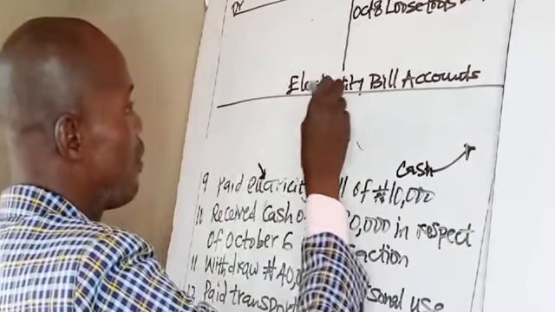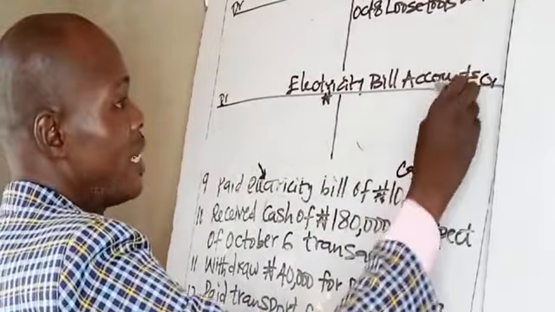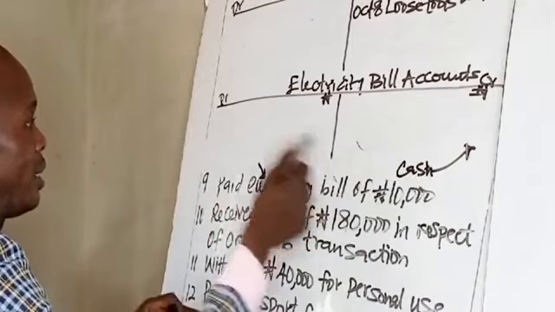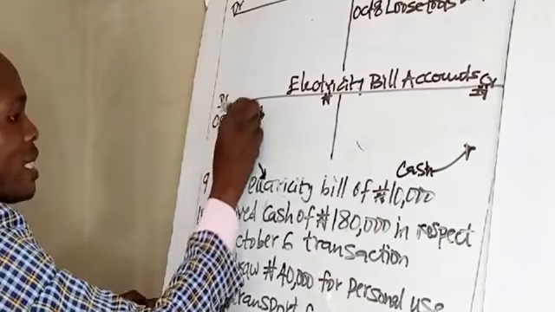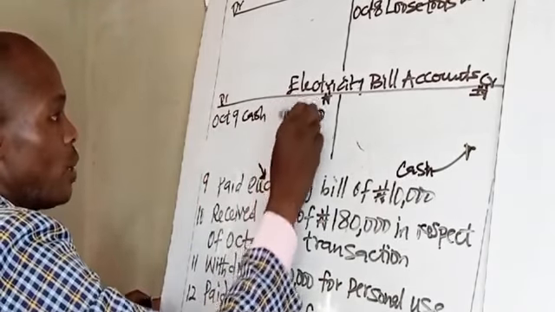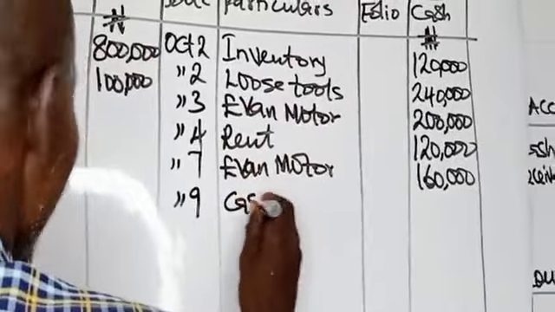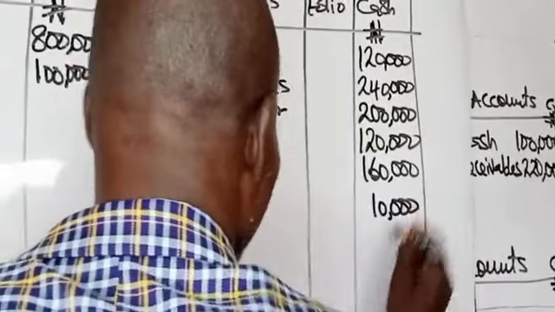So we have the debit side and the credit side. The cash is going out. You are going to credit cash account. You debit the electricity bills account on the 9th of October. So we have cash of 10,000 naira. So we are going to credit the electricity bills account on the 9th of October. October 9, we have cash. The amount involved is 10,000 naira.